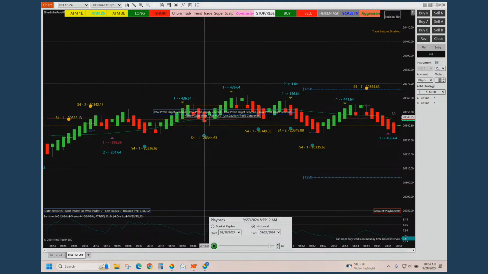Trade buttons disabled. A total profit reached. That's the message we see here. And that's about it. So how long did it take? 25 minutes. In 25 minutes, it made $5,000.